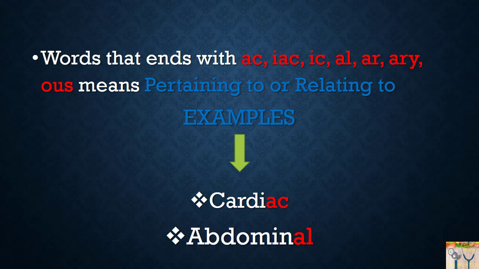Words that end with AC, IAC, ICAL, AR, ARY, or OUS mean pertaining to or relating to. Examples, we have cardiac. AC at the end of cardi means pertaining to. Cardi means the heart, so pertaining to the heart. The next one is abdominal. AL means pertaining or relating to. Abdominal, pertaining to the abdomen.